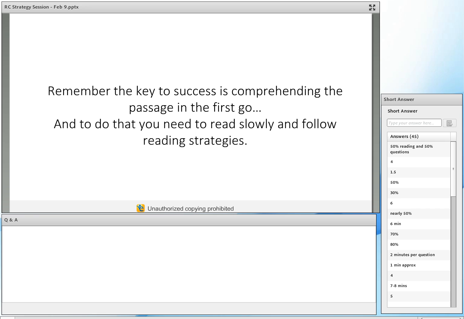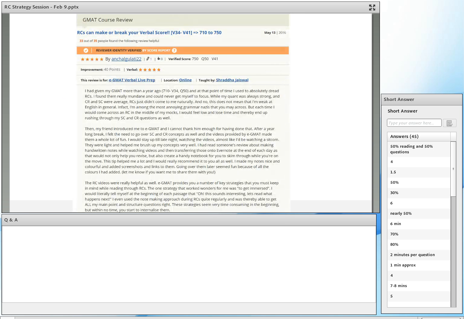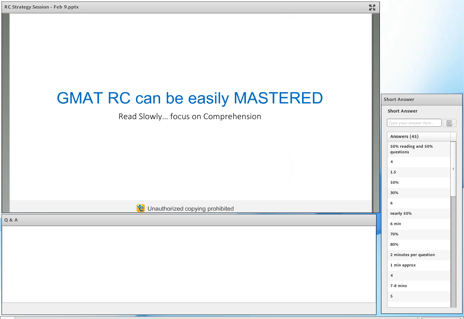So again, the key to success is comprehending the passage in the first go. To do that, you need to read slowly and you need to apply the reading strategies. GMAT RC can definitely be mastered. Read slowly and focus on comprehension.